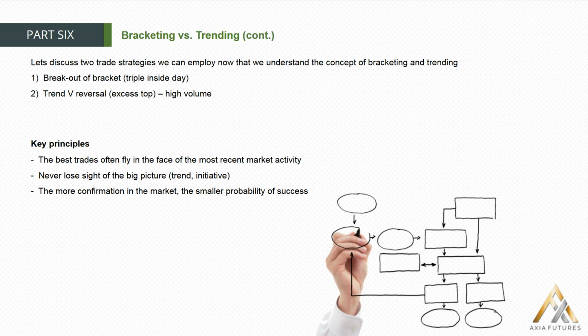Those two examples will include, firstly, a breakout of a bracket or a triple inside day or an inside day. So we're going to talk about how we can take advantage of moving from a bracketing market to a trending market. The second example then is a trend V reversal.